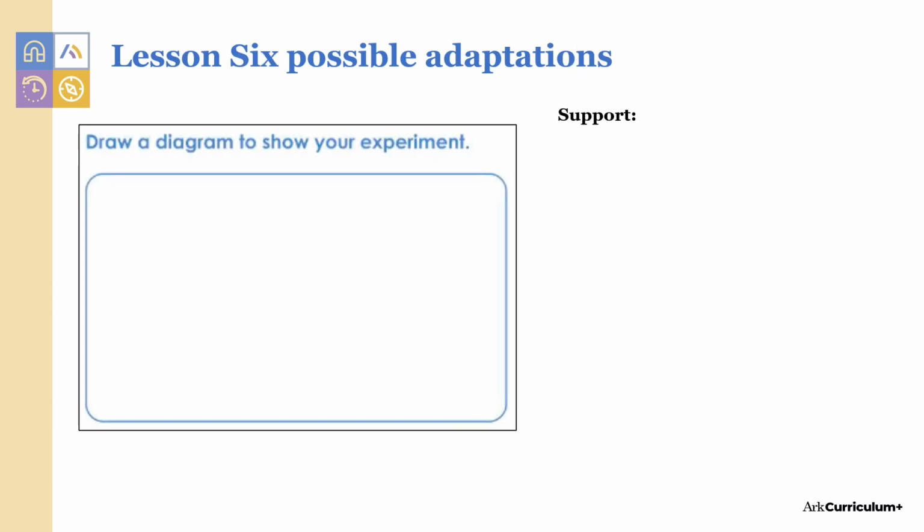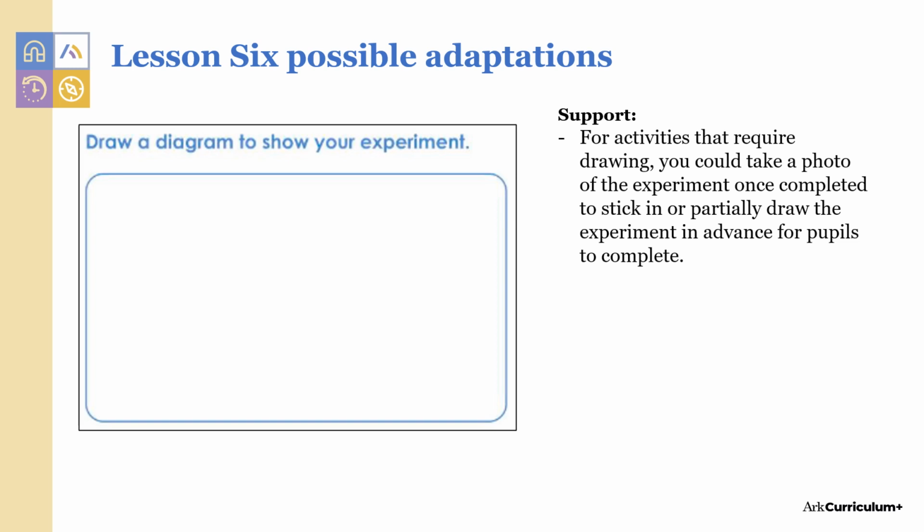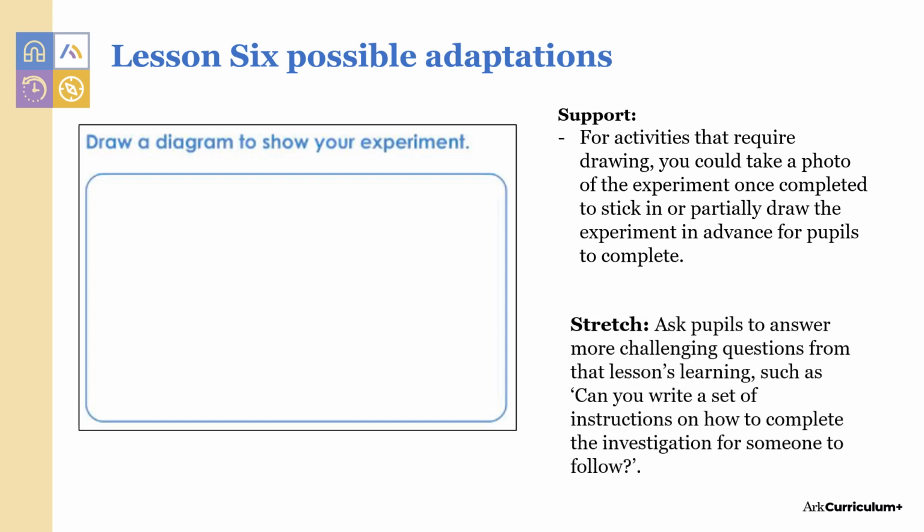In Lesson 6, pupils need to undertake an experiment, then draw it. For activities that require drawing, you could take a photo of the experiment once completed to stick in, or partially draw the experiment in advance for pupils to complete. Stretch pupils by asking pupils to answer more challenging questions, such as, can you write a set of instructions on how to complete the investigation for someone to follow?